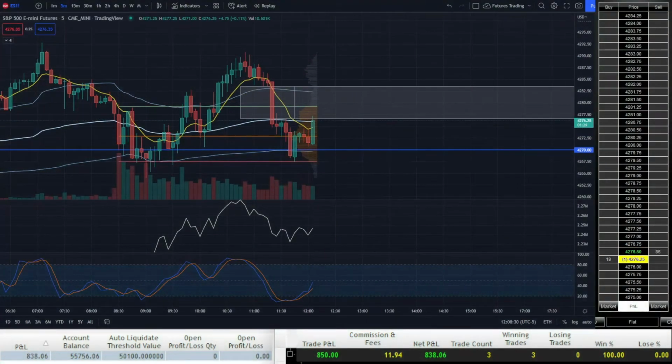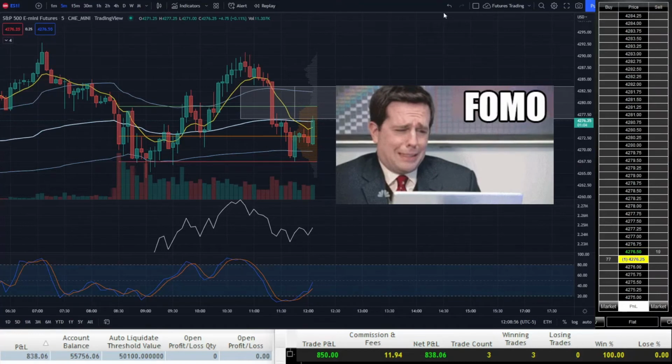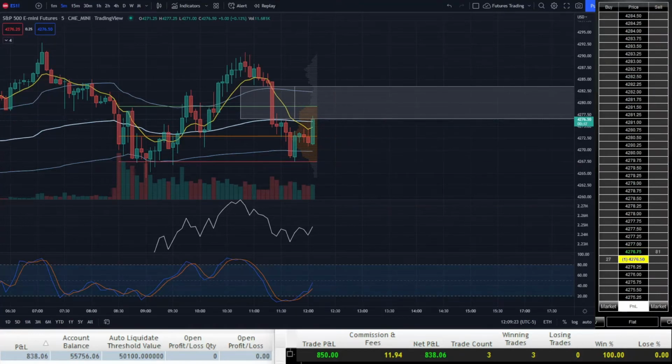Definitely happy with this quick scalp, but I can't help but have a little FOMO when price does continue upwards to fill the gap after I exit.